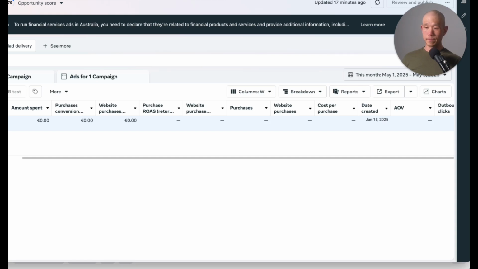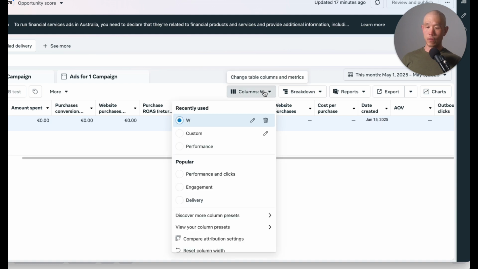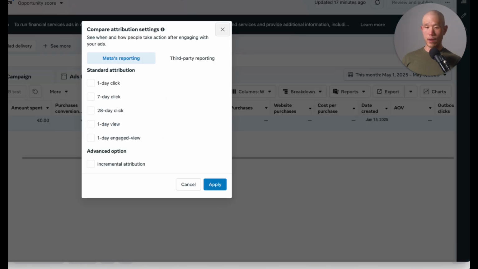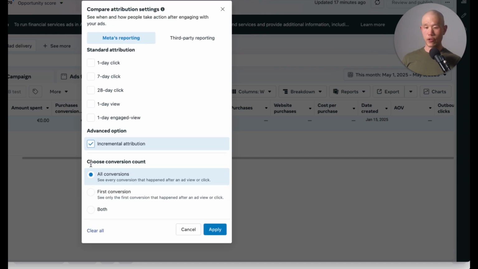Let's get into it. If you want to see it, what you can do is go into your ads manager and then click over to columns. Click over here to compare attribution settings. That will open up this selection over here. And then you can check off under advanced option, incremental attribution. It takes a tiny amount of time, but it can open up a huge amount of insight.